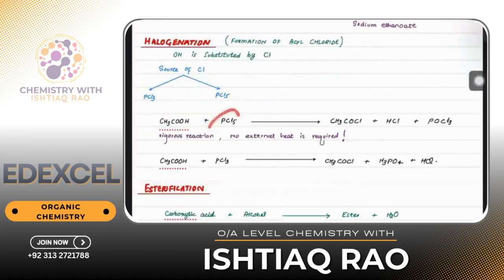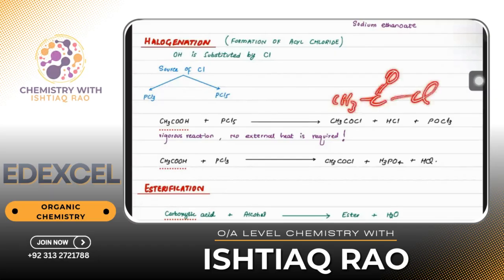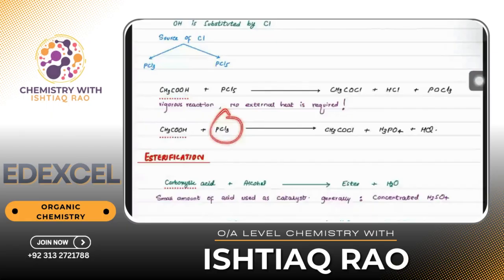If you have PCl5, it's a vigorous reaction. No external heat is required because it's already reactive. In the case of PCl5, you are not supposed to write any external heat. So it would give you acyl chloride, HCl and POCl3. You can see misty fumes due to the presence of HCl. And if you react with PCl3, again the same product, acyl chloride, H3PO3, and also HCl.